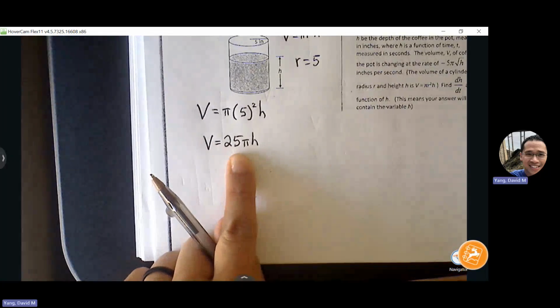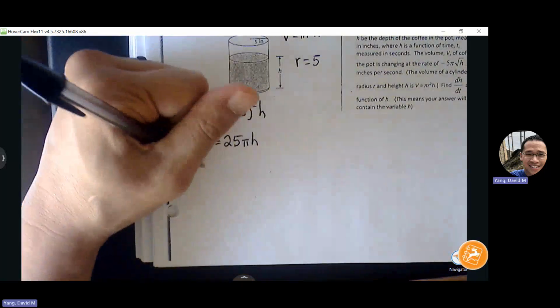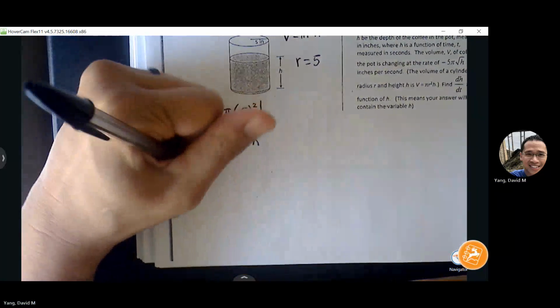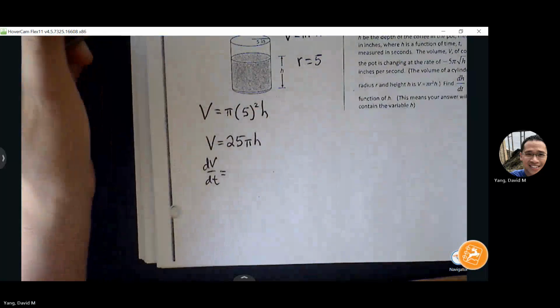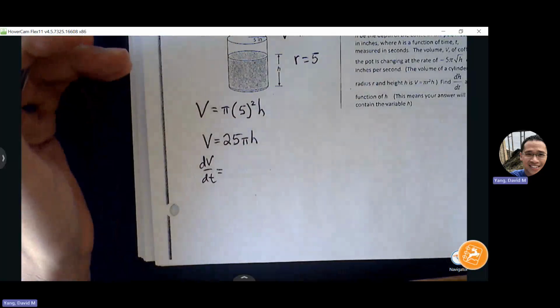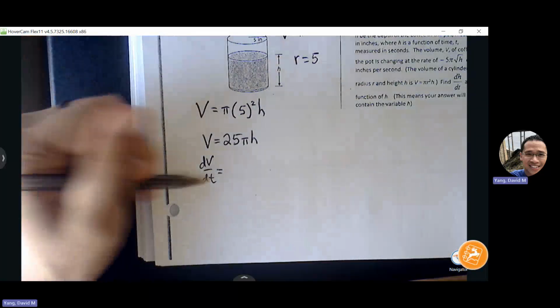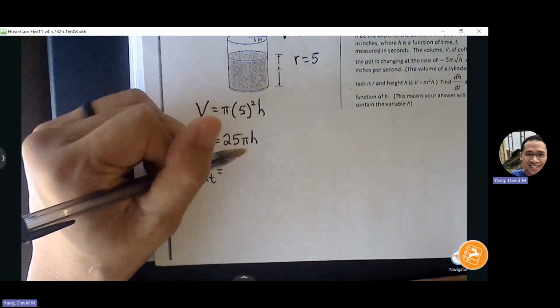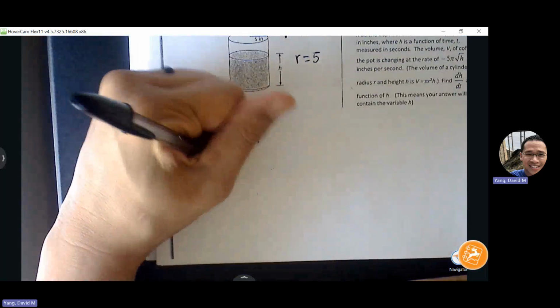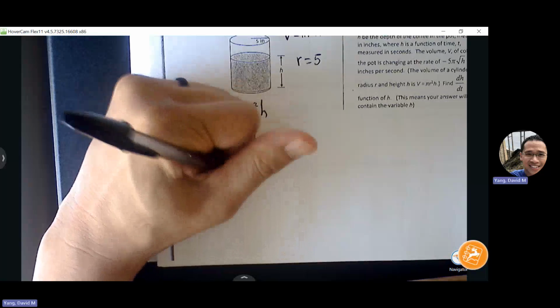Okay, let's get the derivative out of the way. V becomes what? 25 pi h becomes what? 25 pi h dh. Good. 25 pi is constant. There's no need for product rule there. That's just a number that's going to hang out in front. And then h becomes dh.